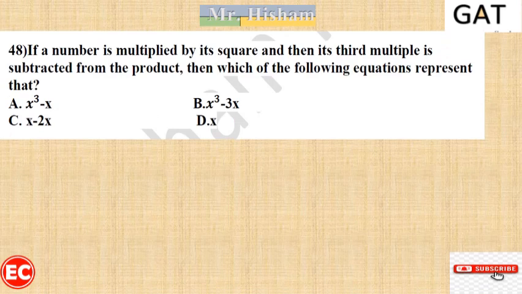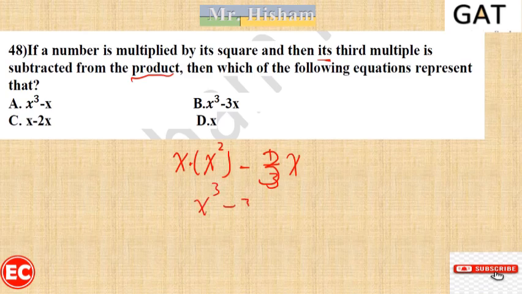Question number 48. If a number is multiplied by its square, and then its third multiple is subtracted from the product. This product, I subtract from it the third multiple of the number. Not a third, it's the third multiple, so it's 3x, not a third of x. Then which of the following equations? So I think this will be x power 3 minus 3x, so the right answer is going to be B.